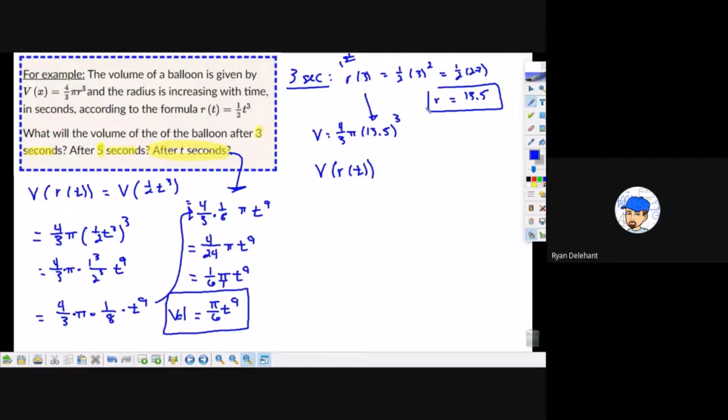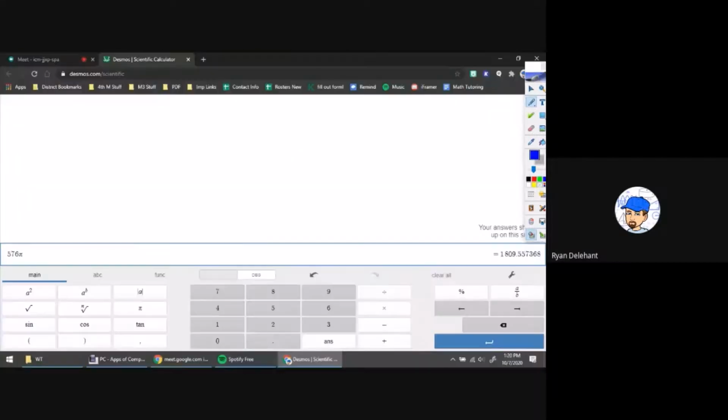Then we could use it. We're going to get the same answer we'd get up here. So then the volume after 3 seconds should be pi over 6 times 3 to the 9th. So let's actually do that one.